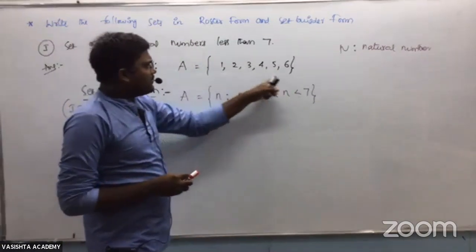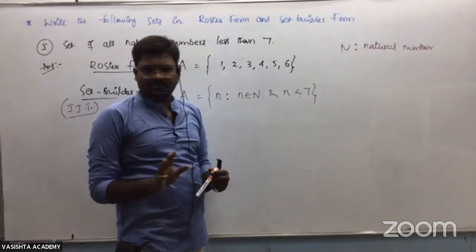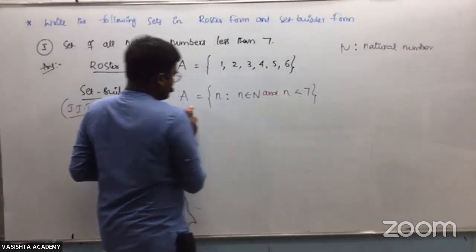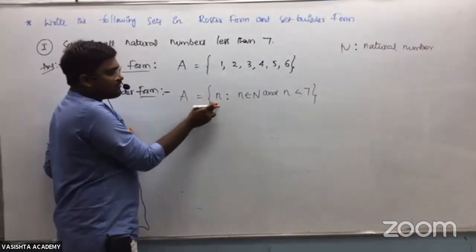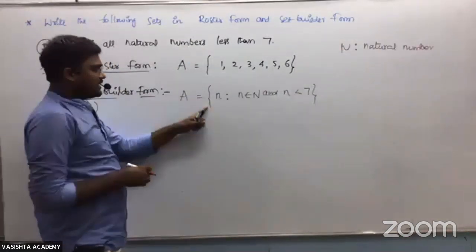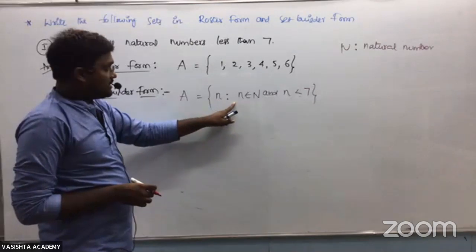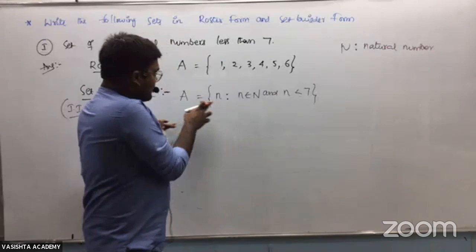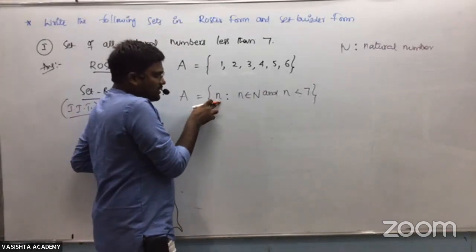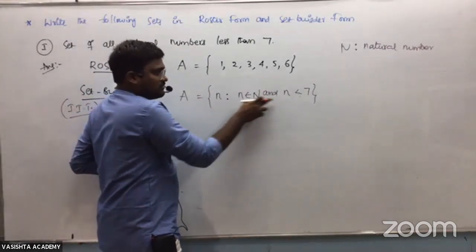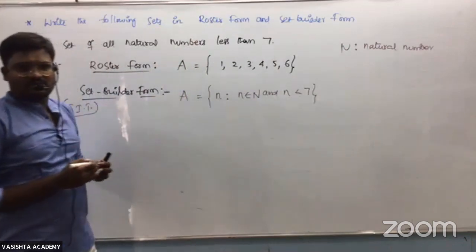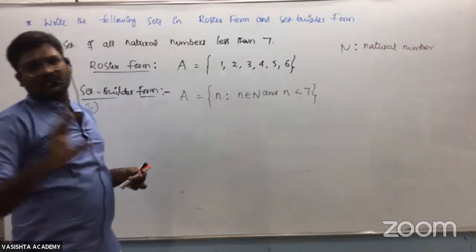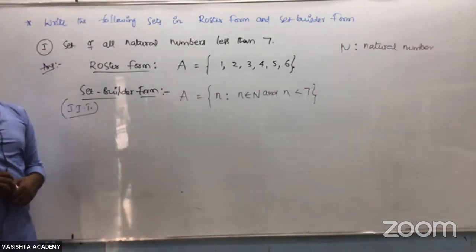Now see, every element of this set will satisfy this property, isn't it? That's what I was telling you. A represents the set of all n such that n belongs to N and n is less than 7. That means this set represents the set of all natural numbers which are less than 7. Understood? I hope this example is clear. If you still have any doubts, you can raise your doubt quickly.